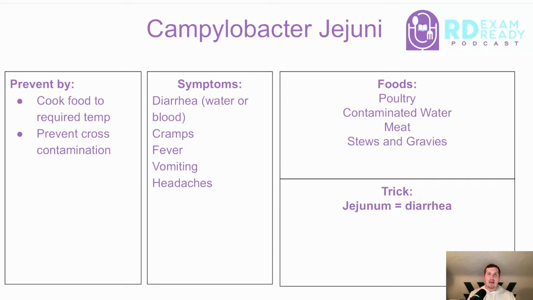So that's going to be your Campylobacter jejuni right there. Again, stews and gravies, that's one thing I would just kind of grip onto for this. Diarrhea is going to be a major symptom that you see. That's kind of the way that I would help to differentiate this one from other types of foodborne illnesses.